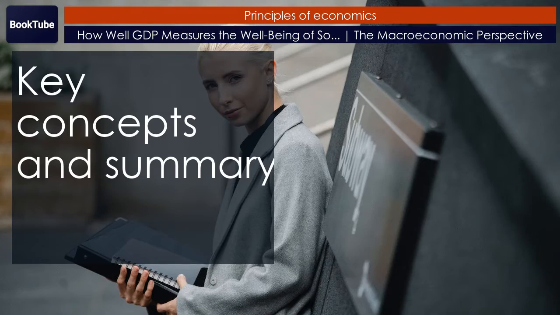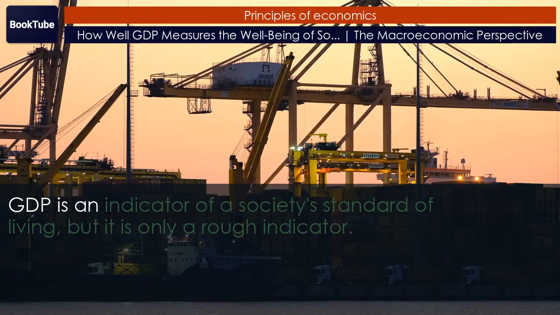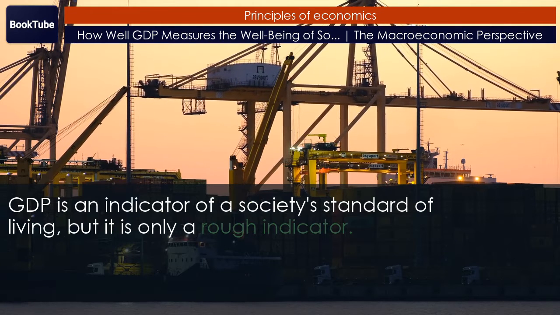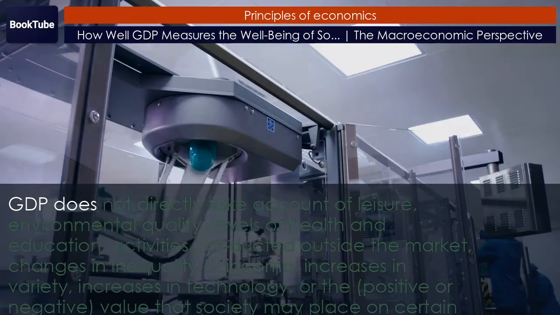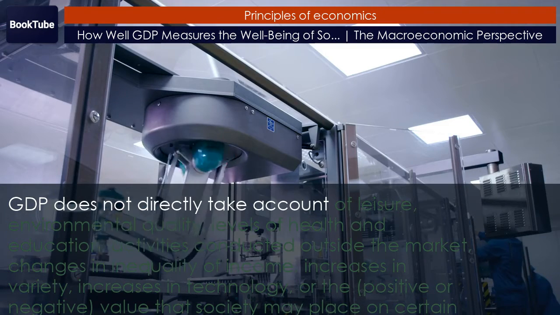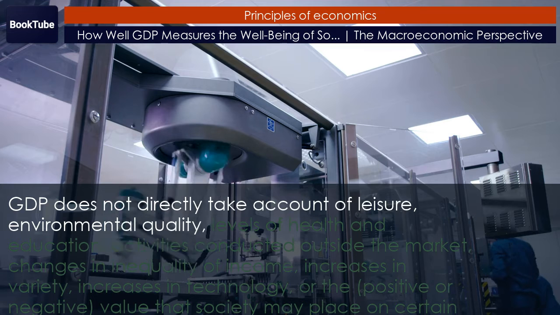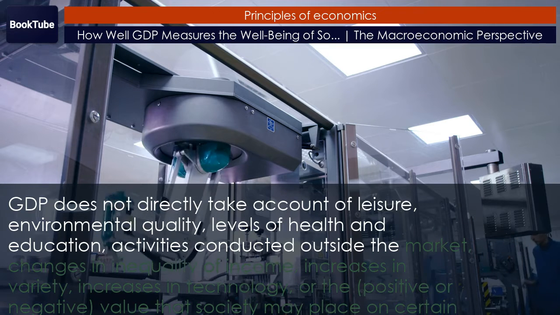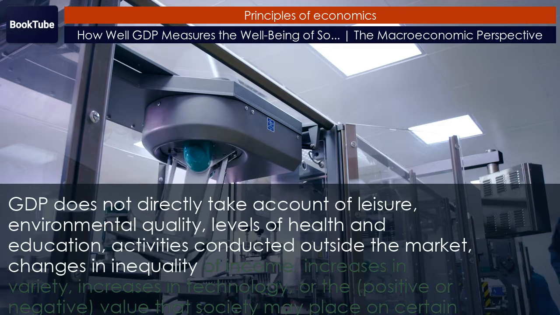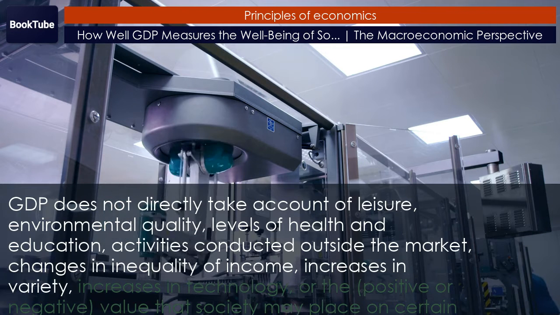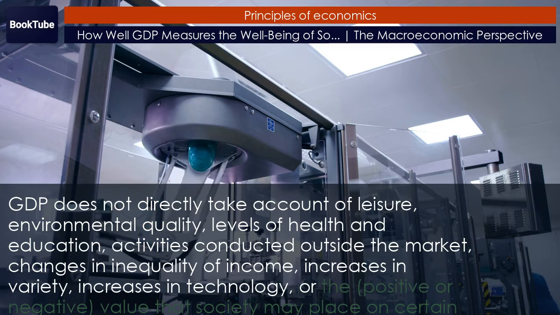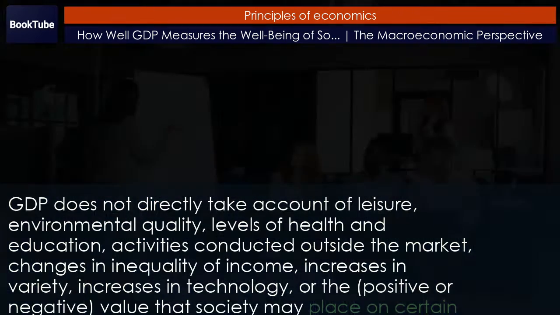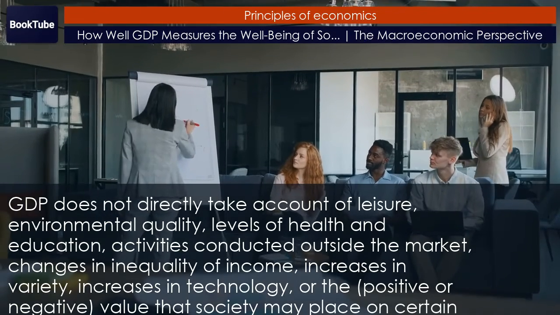Key concepts and summary. GDP is an indicator of a society's standard of living, but it is only a rough indicator. GDP does not directly take account of leisure, environmental quality, levels of health and education, activities conducted outside the market, changes in inequality of income, increases in variety, increases in technology, or the positive or negative value that society may place on certain types of output.